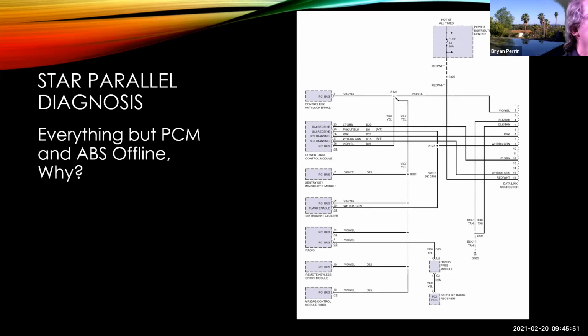So first thing we want to do is find our communication, right? What am I communicating on? I'm communicating on pin 2, class 2 data. And what can I talk to? I can talk to ABS and PCM, right? But I can't talk to anybody else. So where does the problem have to be? It has to be somewhere between my splice 126 and splice 201.